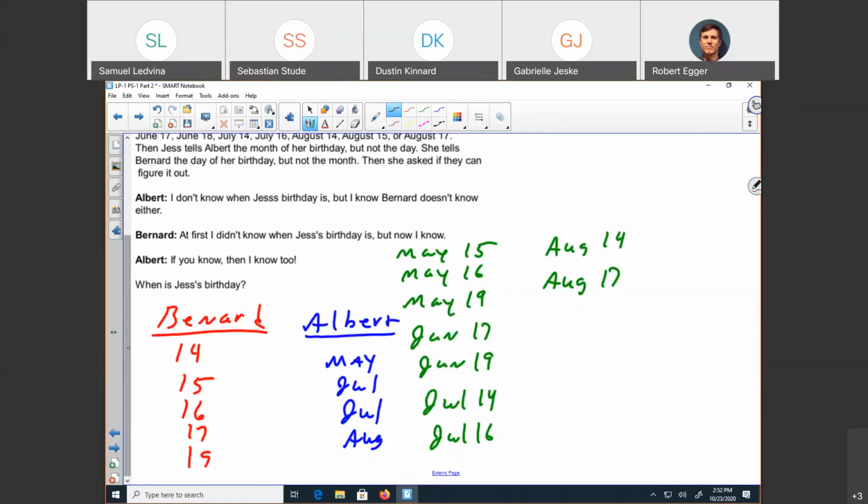Okay. So Albert first says, I don't know when Jess's birthday is. Makes sense: May, June, July, August, I don't know. But here's a clue: I know Bernard doesn't know either. So realize Albert knows what month. He knows if it's May, which is three days of choices, two days in June, two days in July, or two days in August. So he knows what month it is. How can he say he knows Bernard doesn't know it either?